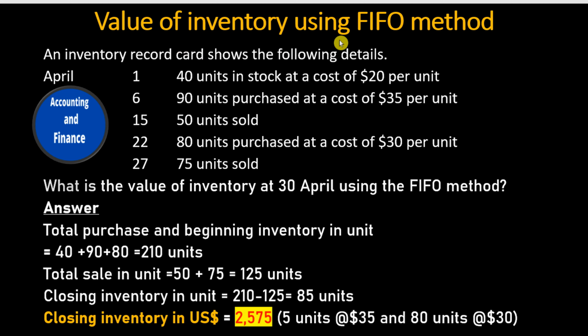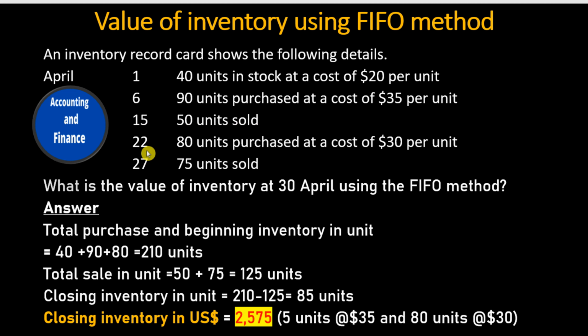Inventory using FIFO method. An inventory record card shows the following details. April 1, 40 units in stock at a cost of $20 per unit. April 6, 90 units purchased at a cost of $35 per unit. April 15, 50 units sold.